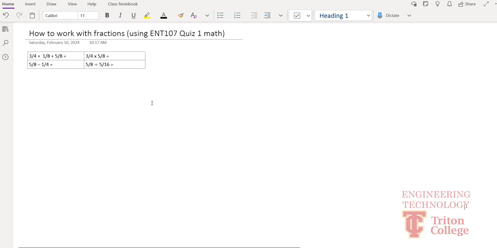Hello class. Today I'd like to show you how to work with fractions using the math that I gave you in quiz 1 for your TIG class. Here it goes. I gave you 4 equations or 4 problems, and those are the 4 problems that are shown on the screen in front of you.